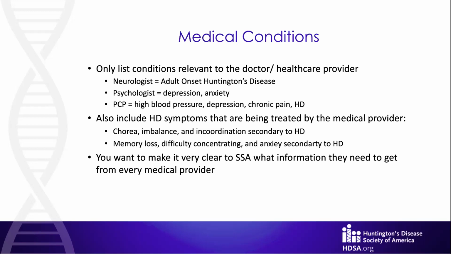What I think is also a good thing to do, especially when you're talking about medical conditions, is use this as an opportunity to also talk about your symptoms and limitations. So for HD, you could say, I'm seeing this neurologist for chorea, imbalance, and incoordination secondary to HD. Or I'm seeing them for memory loss, difficulty concentrating, and anxiety secondary to HD. It gives you more space to include all the things you're experiencing because of your HD in the application, which is what Social Security needs to know. And you want to make it very clear to Social Security what information they need to get from every medical provider.